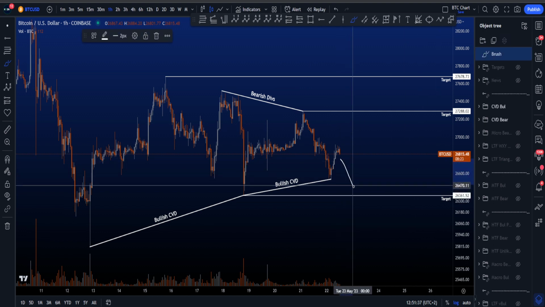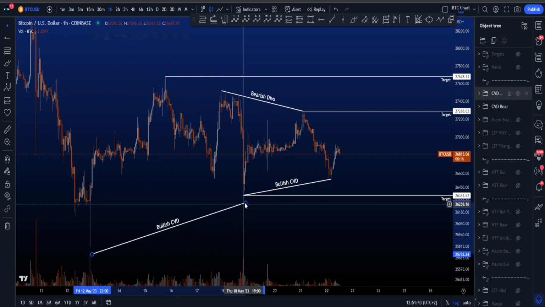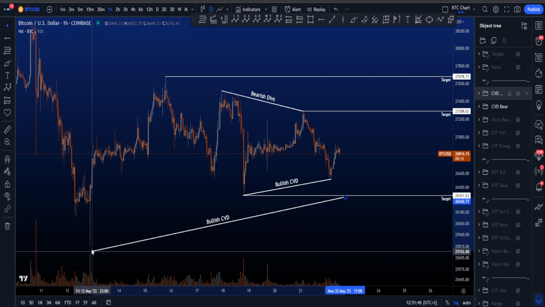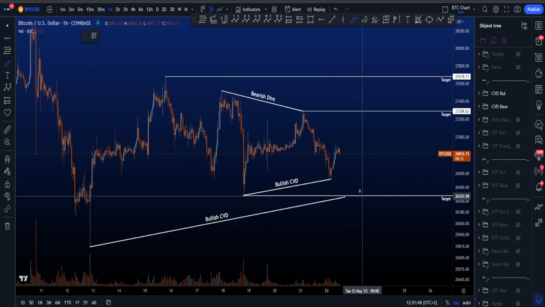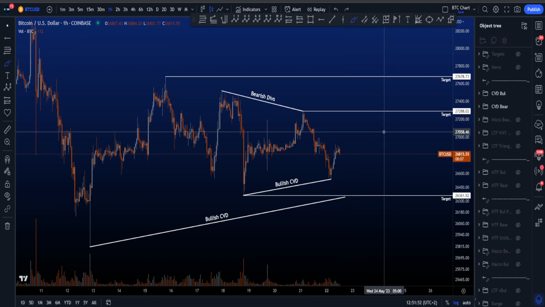And if price would go to the downside and takes this low, it does not invalidate the bigger bullish divergence. You can just move the bullish divergence to the right, because it is very likely we're still going to have bullish divergences if price is going to go to the downside here, for then eventually a move to the upside.